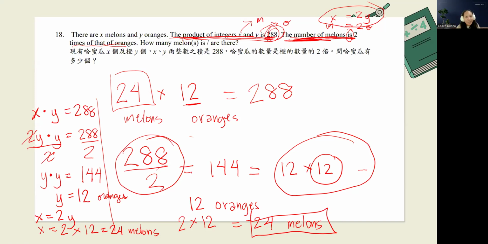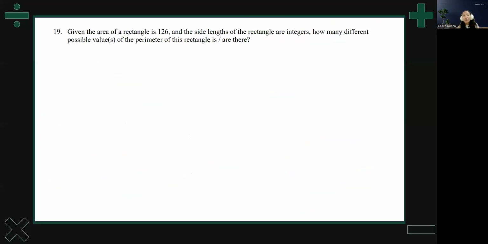If there is none, let's proceed to number 19. All right. So for number 19, given the area of a rectangle is 126 and the side lengths of the rectangle are integers, how many different possible values of the perimeter of this rectangle are there?